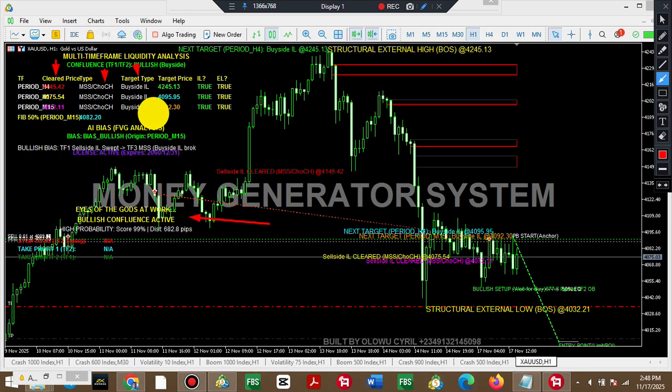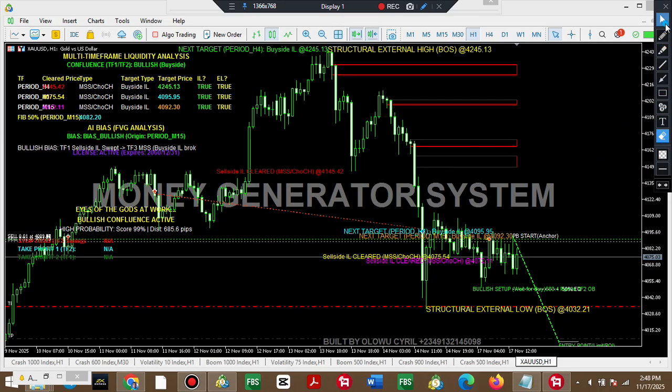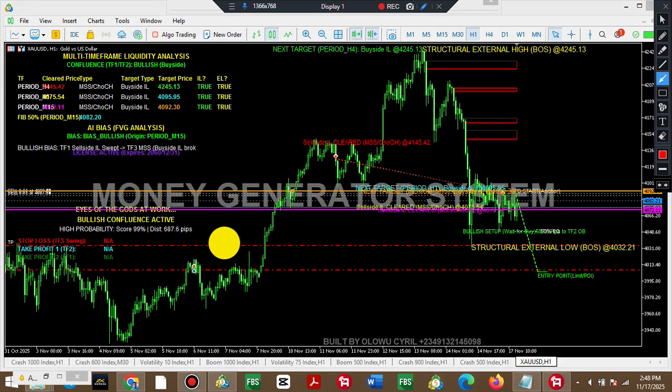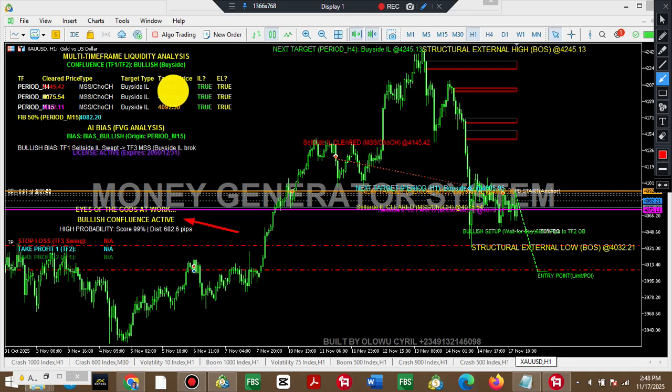Now it's telling us that the next liquidity we are targeting is buy side liquidity, and the only move that will lead to that buy side liquidity is bullish. That is why we are seeing bullish confluence active at this point. When you check, it's telling you bullish confluence active, because the next liquidity we are targeting is a buy side liquidity, and the only move that will take out that liquidity is a buy or bullish move. Is that clear?